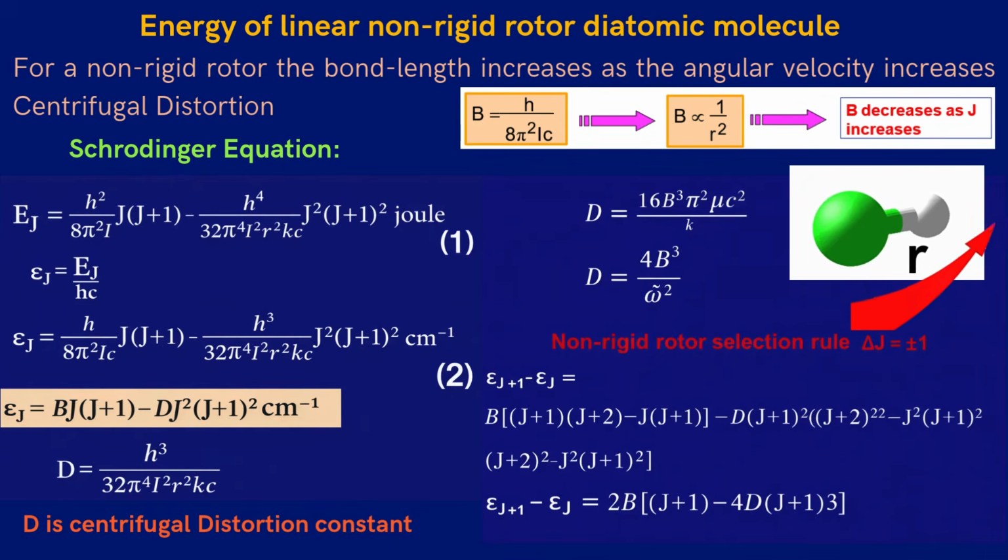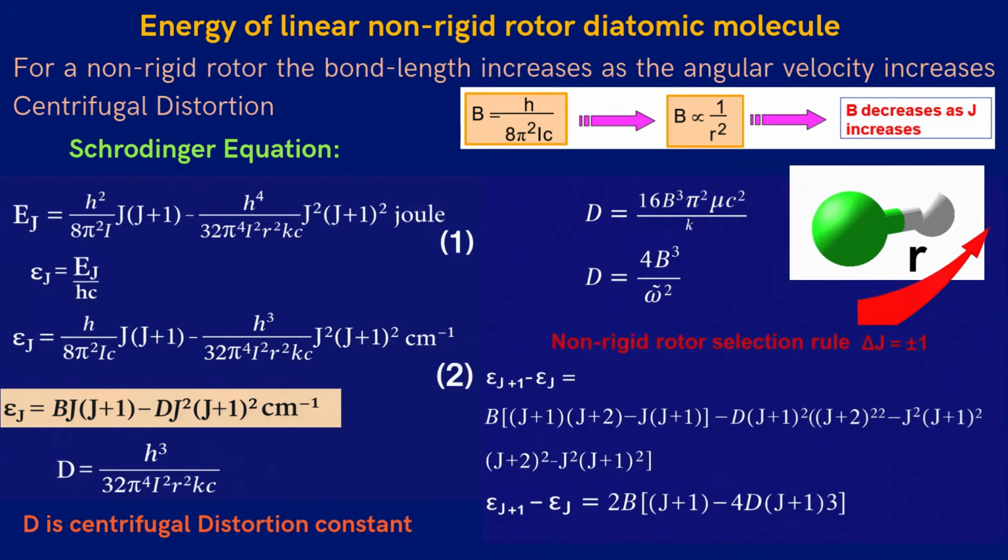This effect is known as centrifugal distortion. The rotational constant B is given by B equals h by 8 pi square I c. Since the moment of inertia I equals mu r square, we see that B is inversely proportional to r square. Therefore, as the rotational quantum number J increases, the bond length r increases and the rotational constant B decreases.